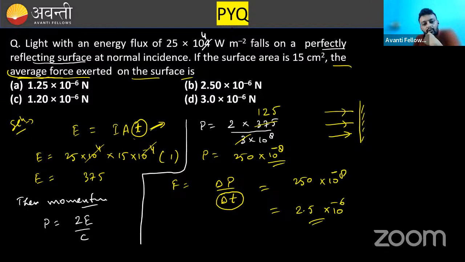25 into 15 into 2 will change, right? This 2 will change. This 2 is carried out here in 375 as well. Clear? Now, if you solve this P, this 2 is also here. Now, if you divide by this times 2, this 2 and this 2 will be cancelled.